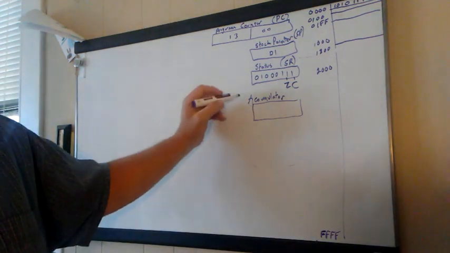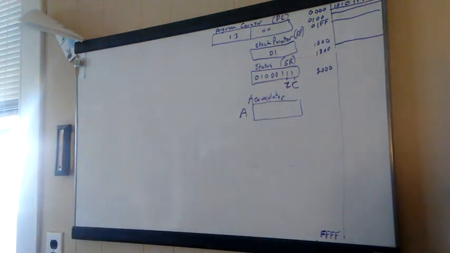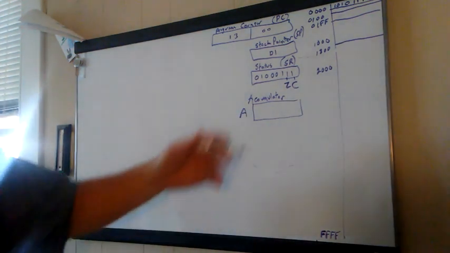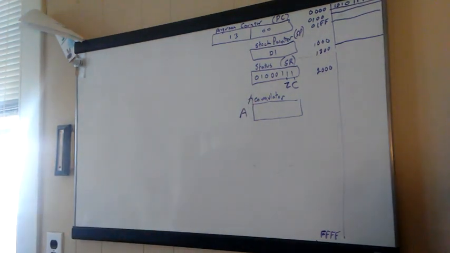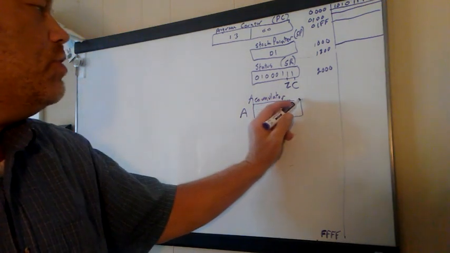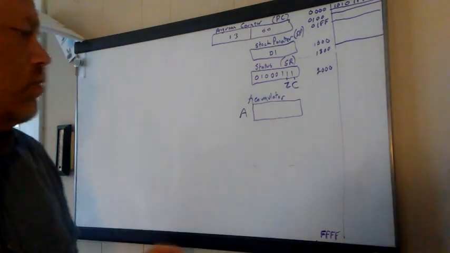And it's usually abbreviated just A. So, accumulator is A. The accumulator is the main register of the CPU. It's the one that you have the most commands you can do, the most instructions you can do to it. Like I said, it's the one that can add and subtract, and so it's the one you use the most.